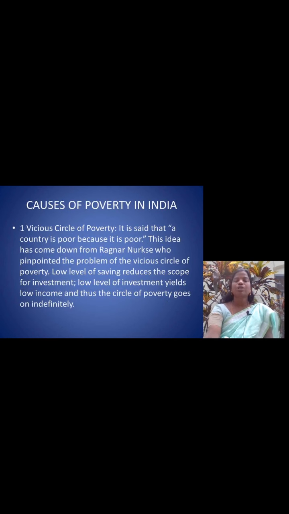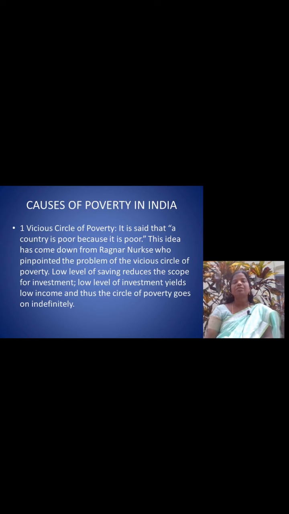Now we will see the causes of poverty in India. Vicious circle of poverty. It is said that a country is poor because it is poor. This idea has come down from Ragnar Nurkse, who pinpointed the problem of the vicious circle of poverty. Low level of saving reduces the scope for investment. Low level of investment yields low income, and thus the circle of poverty goes on indefinitely. Which means that if you have a job, you will have an income. You will keep some amount as saving. This saving will go to investment. This investment will lead to more economic activities and people will get more income.